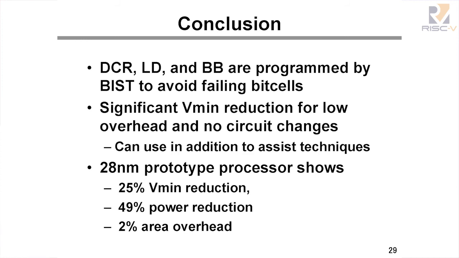So to summarize, I propose DCR, LD, and bit bypass, which are programmed by BIST to tolerate failing bit cells at low voltage. We've shown significant Vmin reduction using just these architecture level techniques without any circuit changes. And if we want even further Vmin reduction, you can certainly use assist techniques as well. And this 28 nanometer processor shows about 25% Vmin reduction, for which we got 50% power reduction and about 2% area overhead.